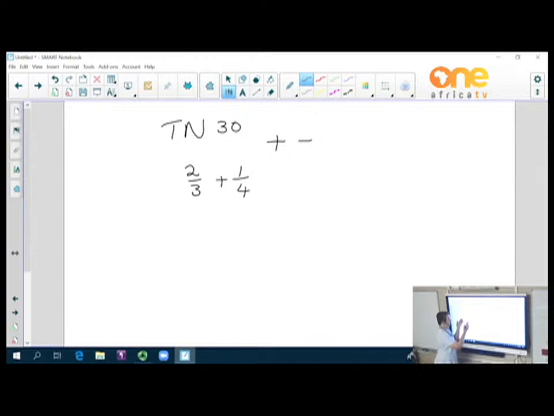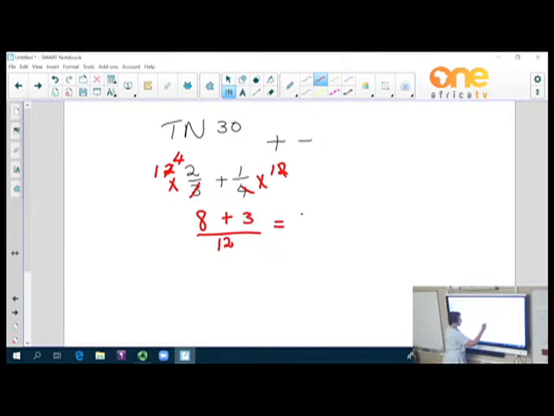When we add, we need to find the LCM, the lowest common multiple. In this case, the lowest common multiple is 12. So this one is 4 times bigger. Just look how I got this. In algebra, this method works very well. So it is 8 plus 3, and my answer is 11/12.